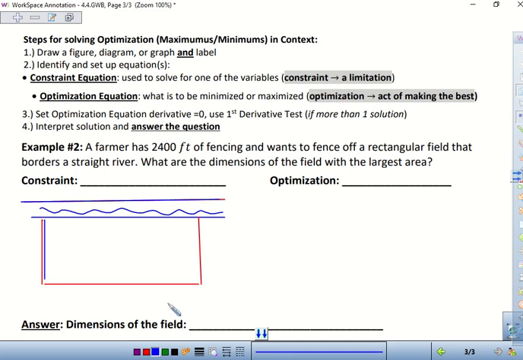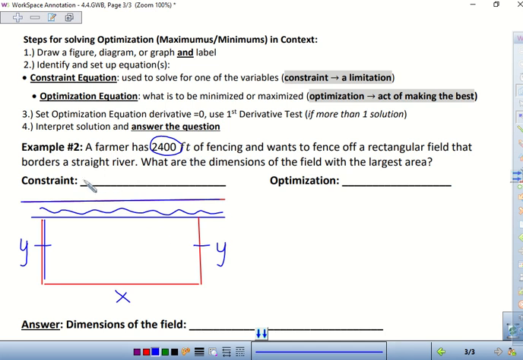Okay. So anyways, what are the dimensions of the field with the largest area? What do we know about these 2 pieces right here? They're gonna be the same. So let's call them Y. And then this side is gonna be different than that one, possibly. What can we call it? X. So keep in mind, we only have 2,400 feet of fencing. So what do these values have to add up to?